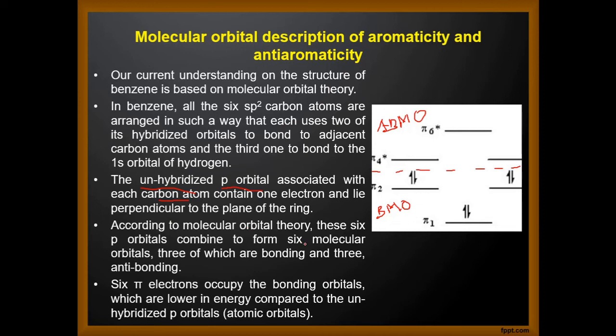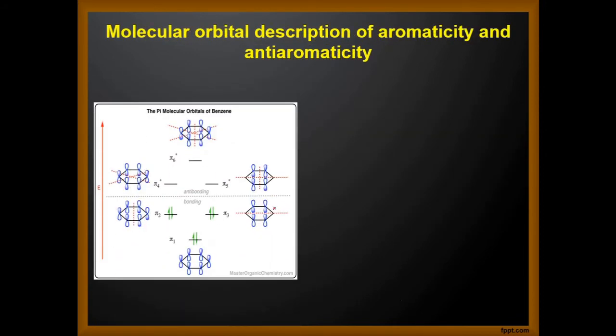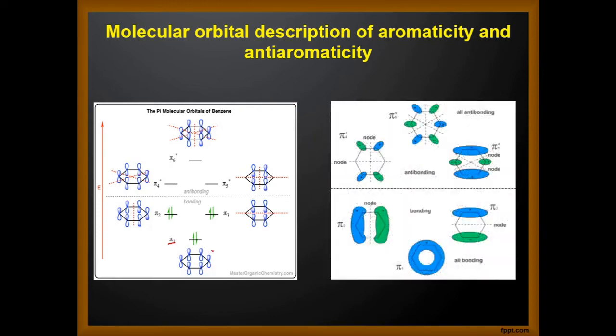According to molecular orbital theory, these 6 p orbitals combine to form the 6 molecular orbitals, 3 of which are bonding and 3 are anti-bonding. The 6 pi electrons occupy the bonding orbitals, which are lower in energy compared to the unhybridized p orbital. Now this is what it exactly looks like. You can see here we have the bonding molecular orbitals. According to molecular orbital theory, you can see pi 1. Pi 1 is the lowest in energy, that is the lowest bonding molecular orbital, and you can see the 6 p orbitals here. And the next is pi 2.